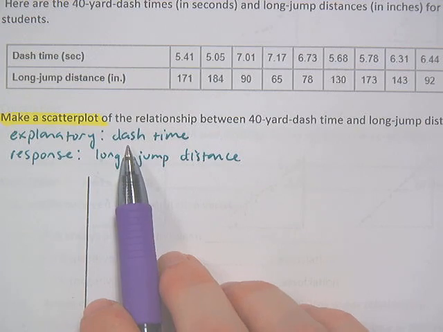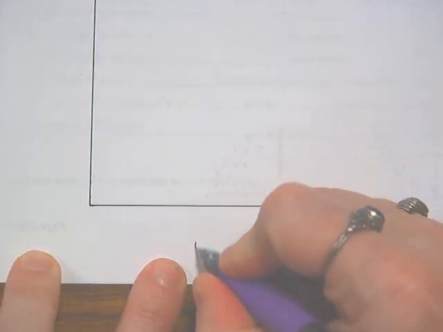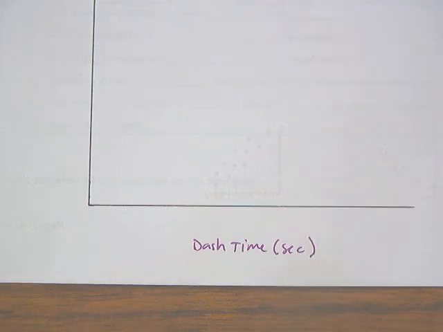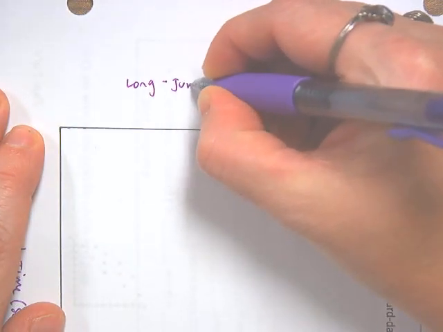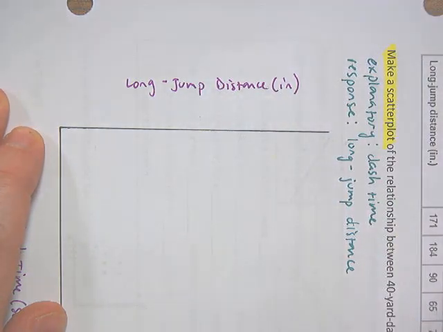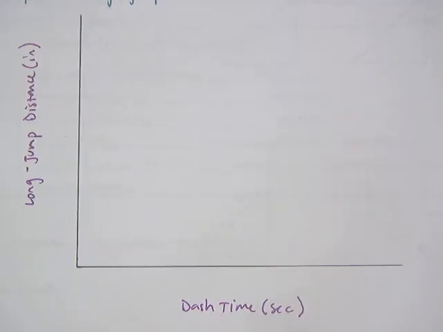So we just made this decision that the explanatory variable is dash time. That means it will go on the horizontal axis. Leave some room for your numbers and write dash time, and put the units of measure. That means on the vertical axis, the response variable goes there. So go ahead and write long jump distance. Leave room for your numbers. And that's in inches. Identify and label. That was step 1.